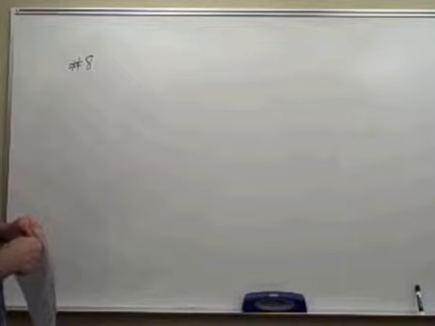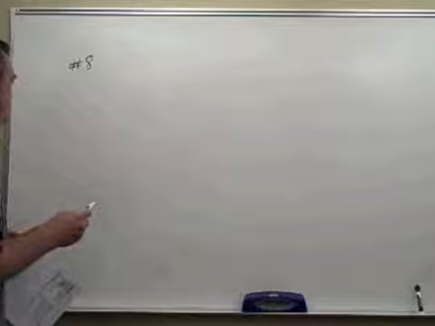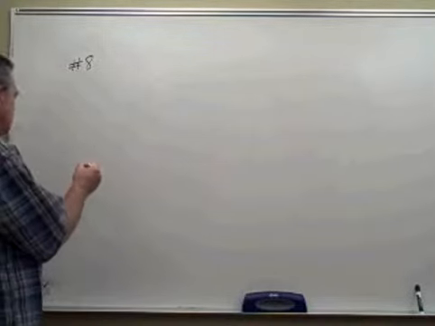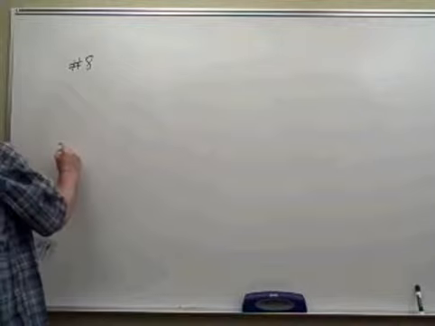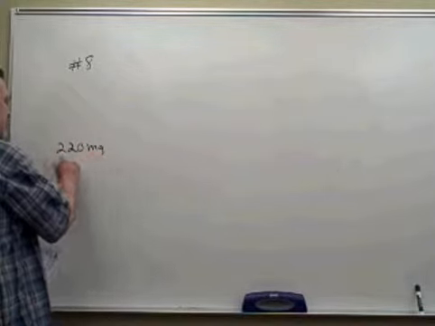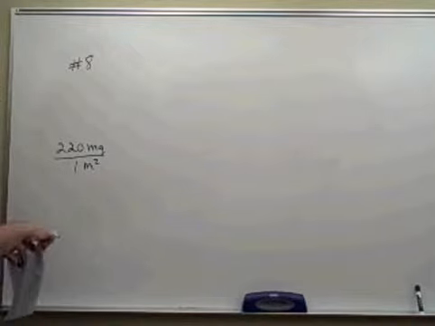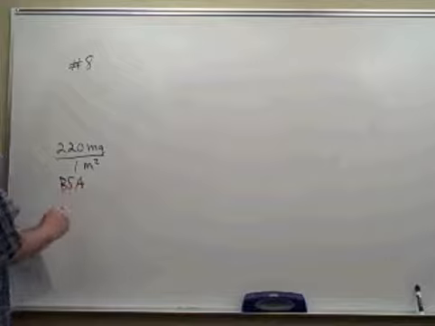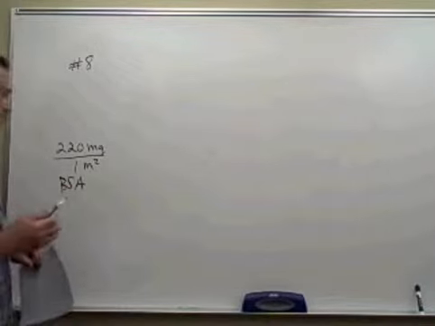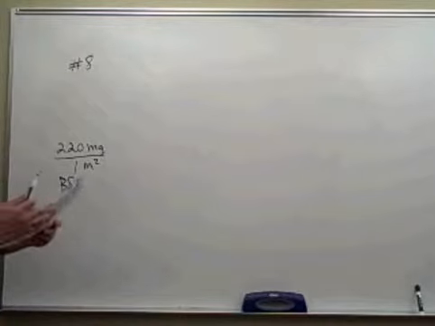As soon as we see that square meter, and that's the m with the superscript of 2, you're raising m to the second power, 220 milligrams per square meter. That immediately tells us that we need to be factoring in body surface area of the patient. The body surface area determines how much drug the patient receives.